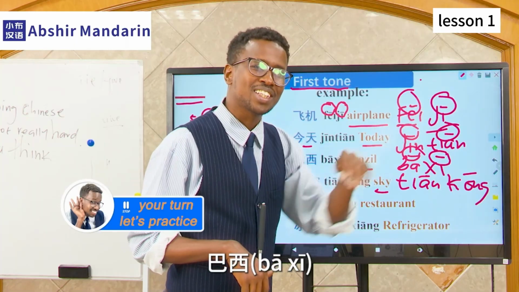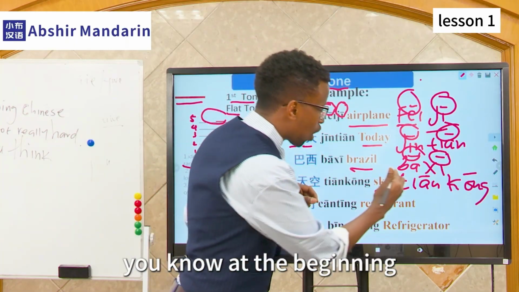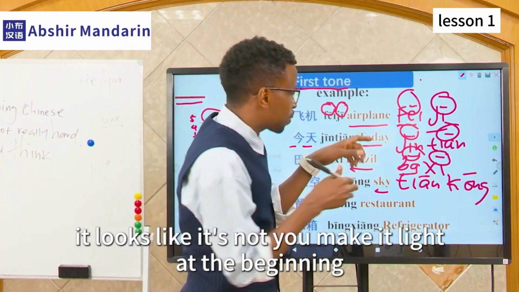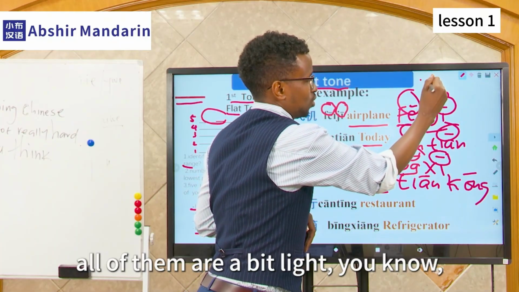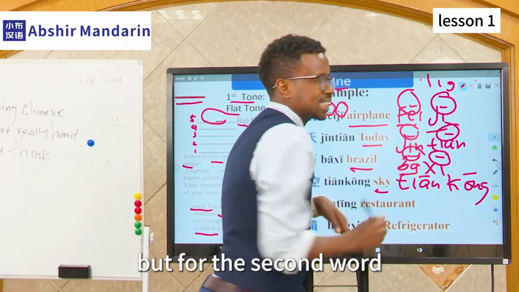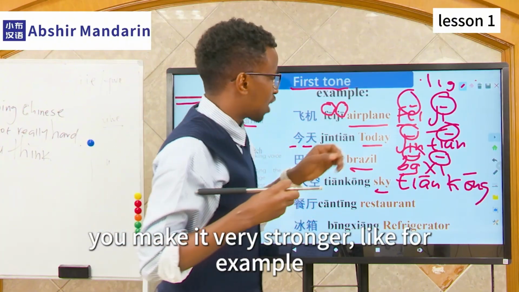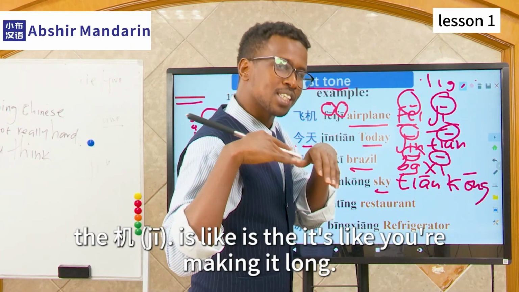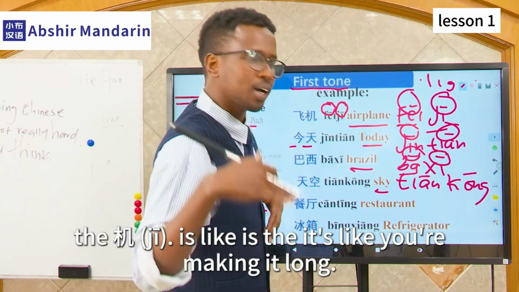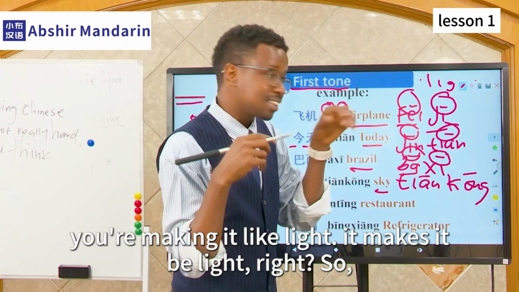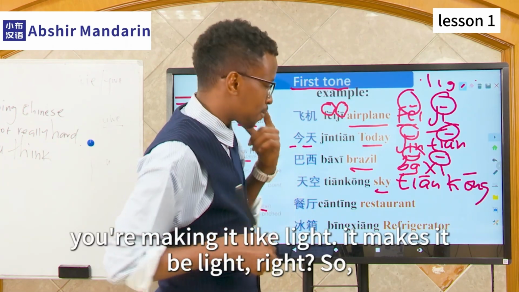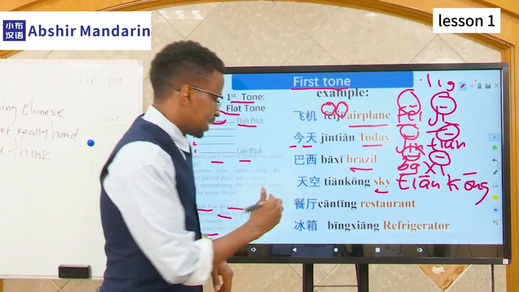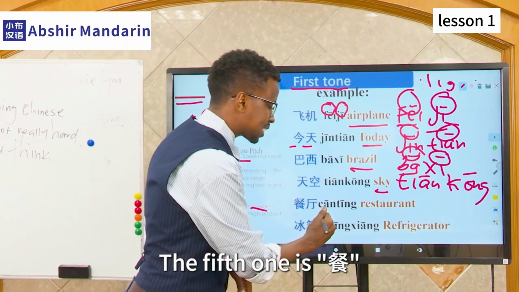Ba xi. At the beginning, all of them are a bit light, so make it light. But at the second word, you make it much stronger. For example, fei ji. The ji, you make a bit long. But the first one, you make it a bit light, right? So, tian kong, right?